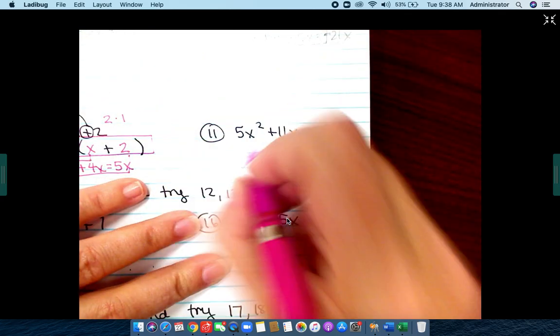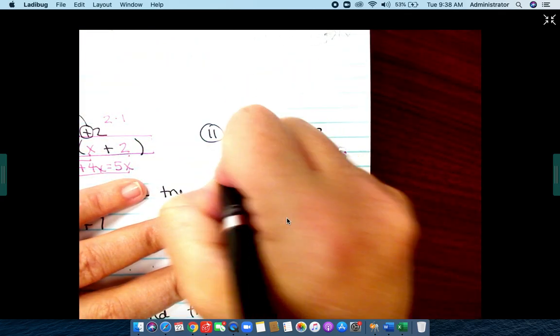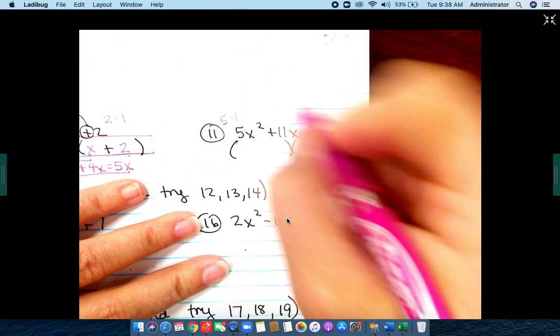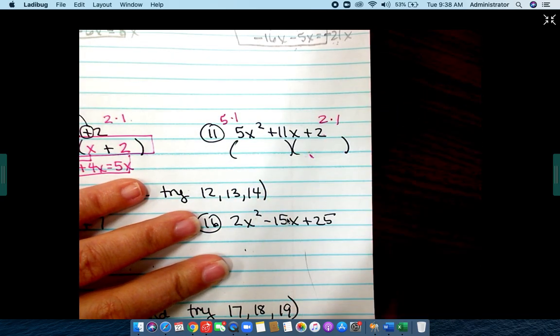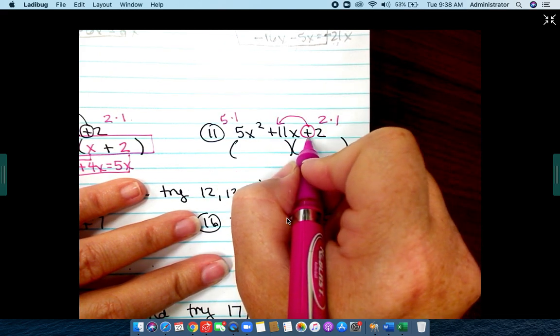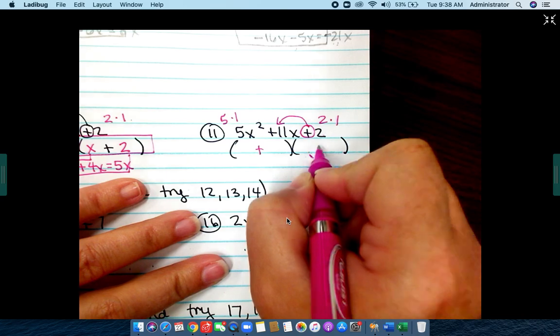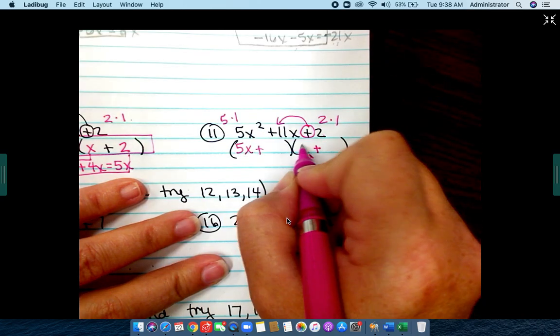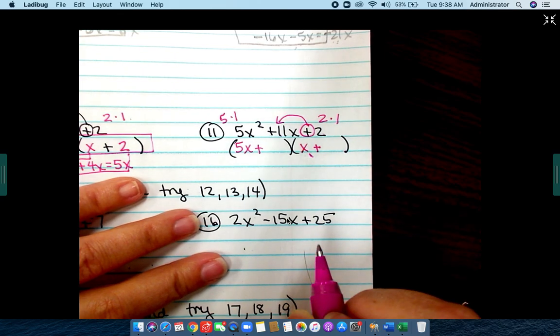For number 11, start again with 2 sets of parentheses. If they're prime numbers, man, it makes the job so much easier. My signs again. My constant's positive, so I'm going to copy my linear sign twice. 5 and 1 make 5x and 1x. I don't need the understood 1.